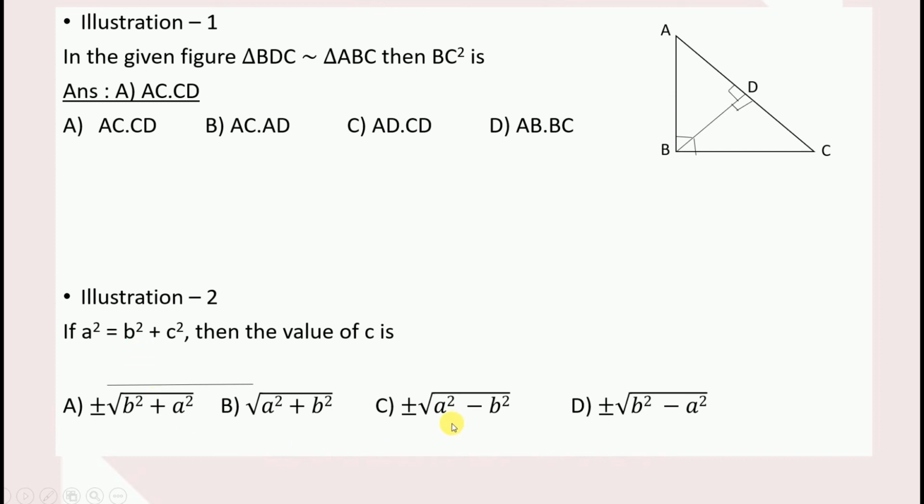I think it's option C, right? Yes, it's option C, that is plus or minus root of A square minus B square. So this is our right answer. This is how we can solve these one mark questions and all MCQs very easily.